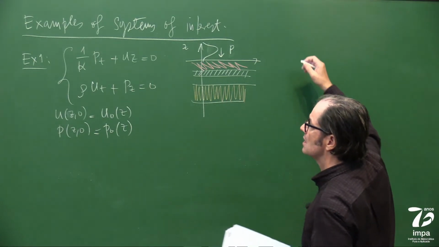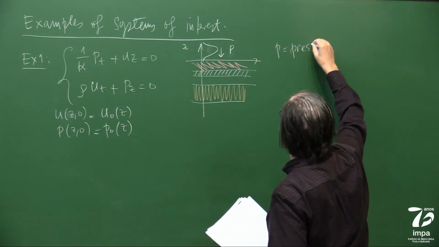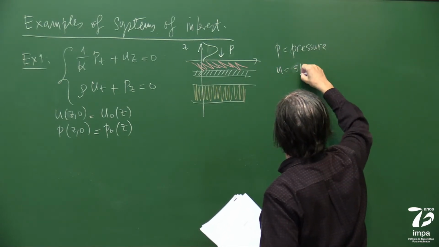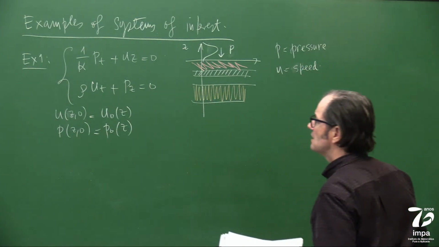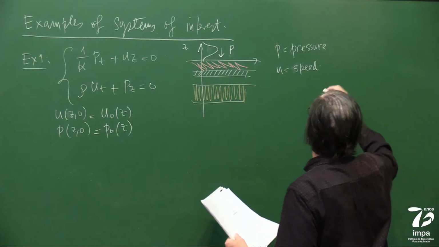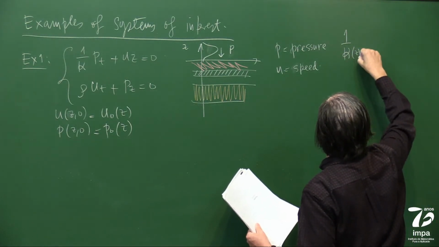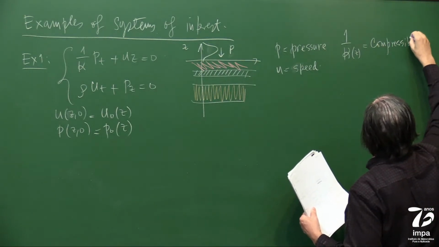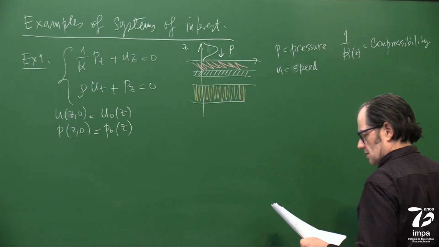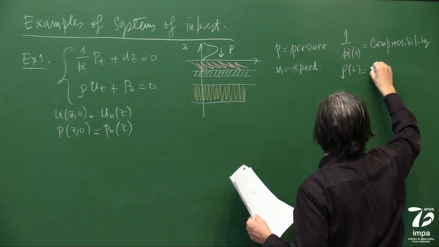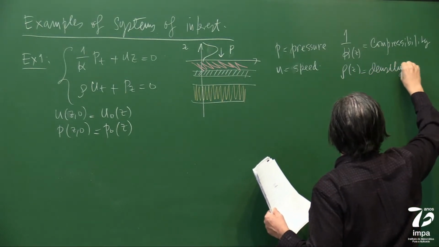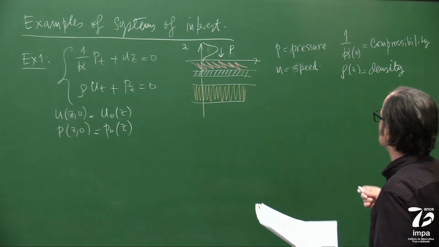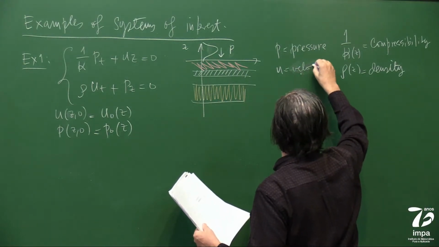So let me explain what these guys are. P is pressure. Here is the speed at that point. 1 over kappa of Z is called compressibility. I'll tell you just in a second what it is. Rho of Z is density. Let's see what else I have to say. Speed, or let me say velocity, doesn't matter.